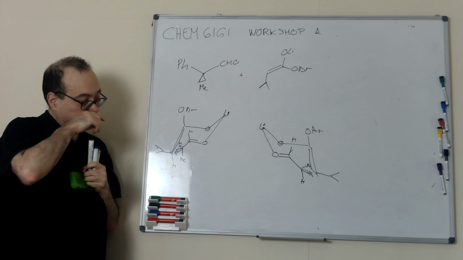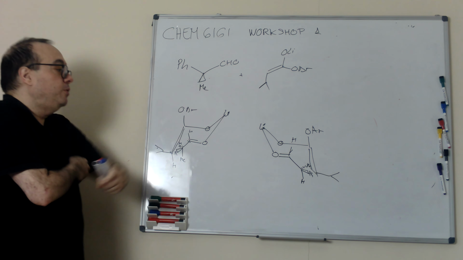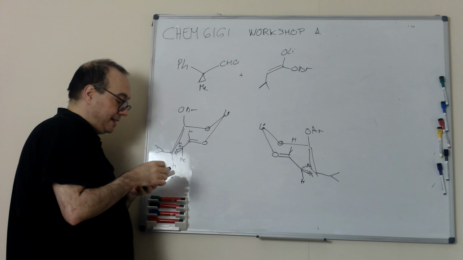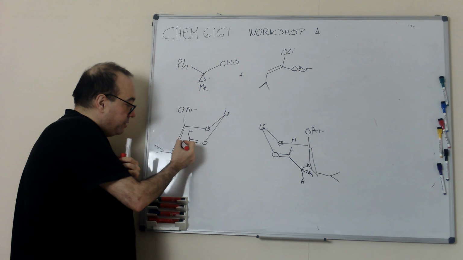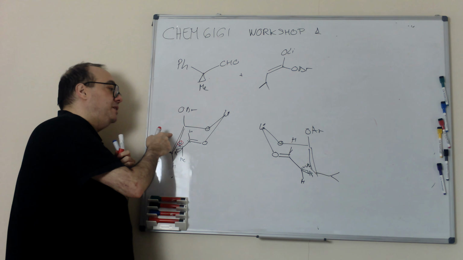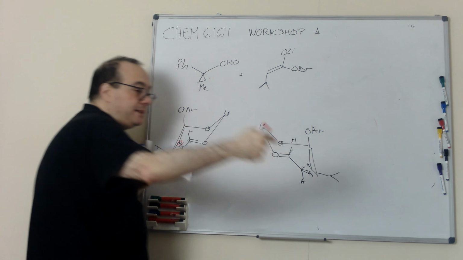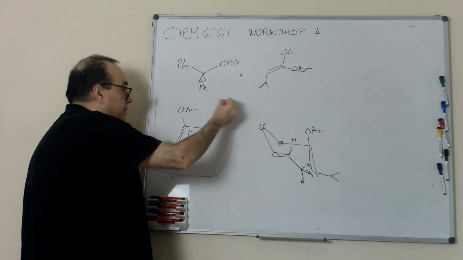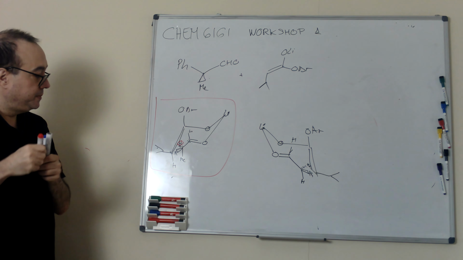Okay? And then I analyze which will be more stable, which will be the less energetic. Here I have the hydrogen that is going inside, crashing with the enolate. Here I have the metal that is going inside, crashing with the enolate. That means that this will be more favorable. Okay?